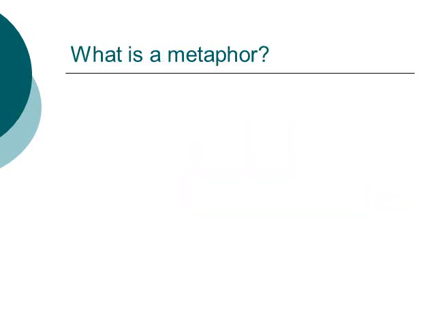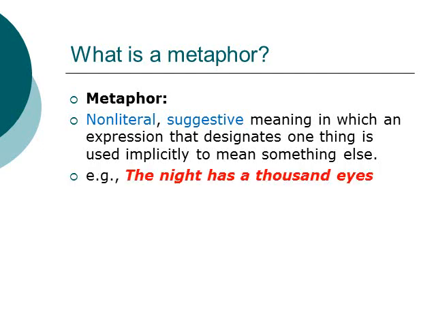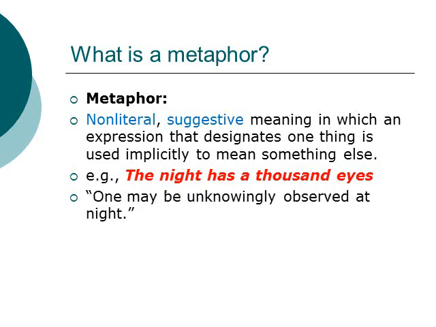So what are metaphors? A metaphor is a non-literal suggestive meaning in which an expression that designates one thing is used implicitly to mean something else. Let's consider the metaphor in this sentence: The night has 1,000 eyes. So what do you think this sentence means or refers to? This sentence means that one may be unknowingly observed at night.